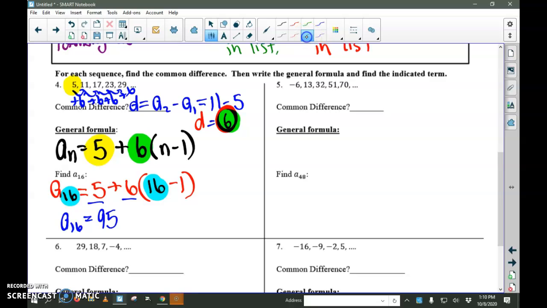And I'm just going to interpret what this means, okay? This means that 95 is the 16th number in the list.